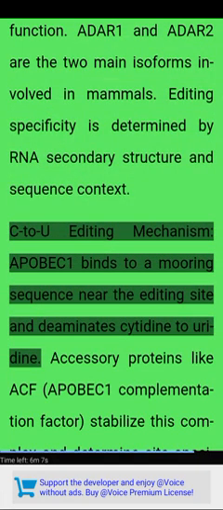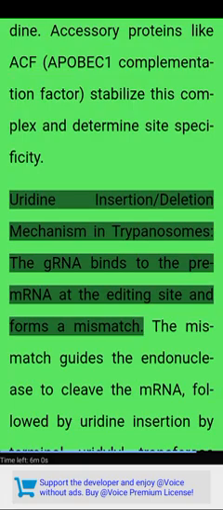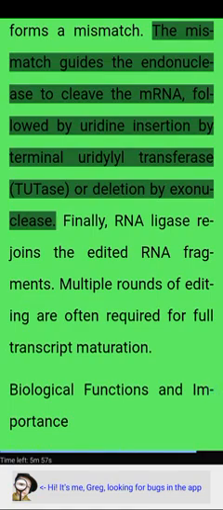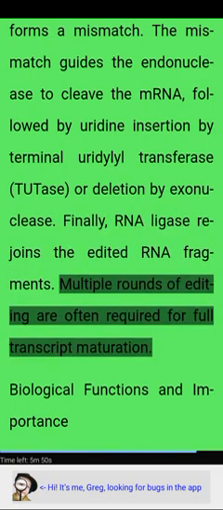C-to-U editing mechanism. APOBEC1 binds to a mooring sequence near the editing site and deaminates cytidine to uridine. Accessory proteins like ACF, APOBEC1 complementation factor, stabilize this complex and determine site specificity. Uridine insertion-deletion mechanism in trypanosomes. The gRNA binds to the pre-mRNA at the editing site and forms a mismatch. The mismatch guides the endonuclease to cleave the mRNA, followed by uridine insertion by terminal uridylyltransferase 2 (TUTase), or deletion by exonuclease. Finally, RNA ligase rejoins the edited RNA fragments. Multiple rounds of editing are often required for full transcript maturation.